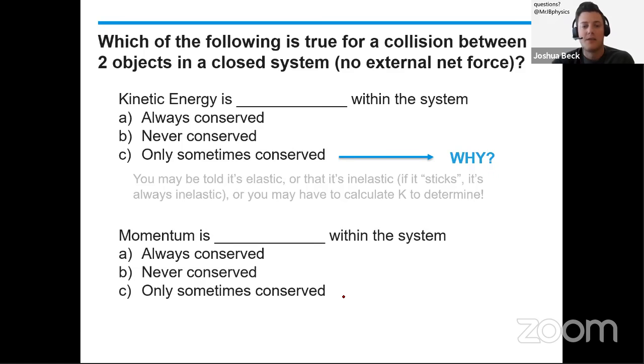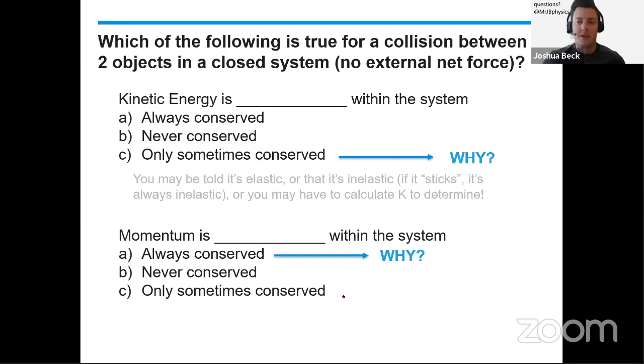So take a look at the second one. Is the momentum, or the momentum is blank within a system. This is going to be during a collision between two objects. Now, momentum is always going to be conserved here. As long as this is a closed system, then the momentum is going to be conserved. Okay, so the question is why? Well, the answer actually comes down to Newton's third law. The reason why momentum is conserved deals with Newton's third law.